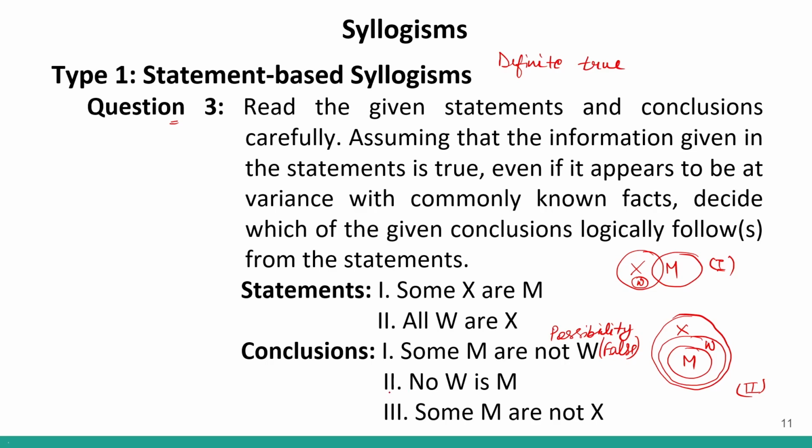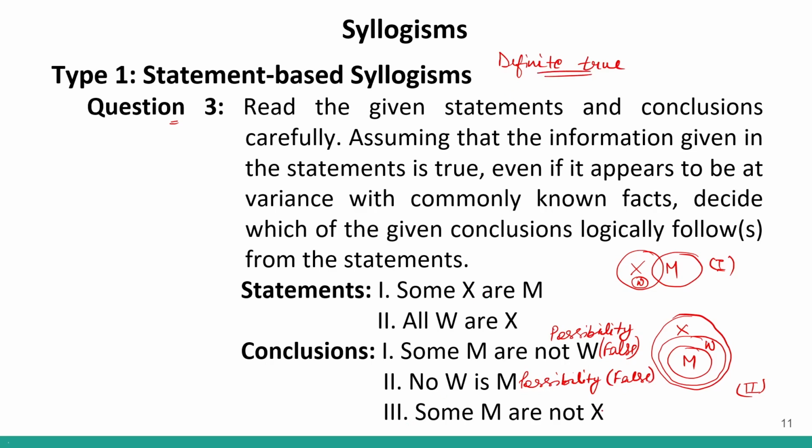Okay. Conclusion number 2 says no W is M. So over here, I can see W and M are overlapping in possibility 2. In the first possibility, W and M are not overlapping. So again, this is a possibility. We do not consider possibilities unless it is stated. If it was written that no W is M is a possibility, then it would have been correct. But over here the word possibility is missing, therefore this is false because we only take conclusions that are definitely true.